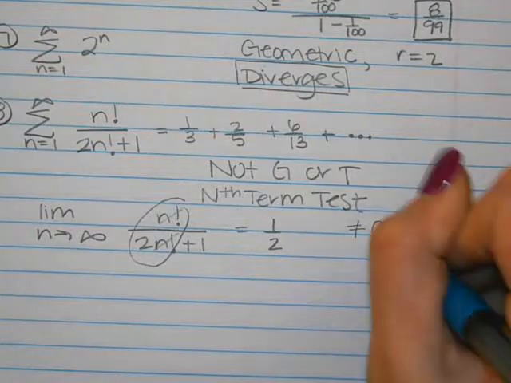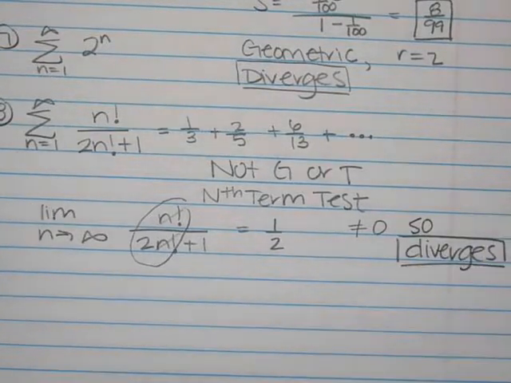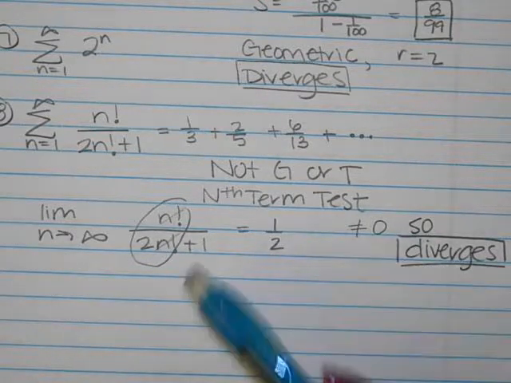If it did equal 0, then we would have no conclusions. So we know it diverges because it didn't equal 0. If it did equal 0, we would know nothing from the test. And you just plug in the limit. Yep.